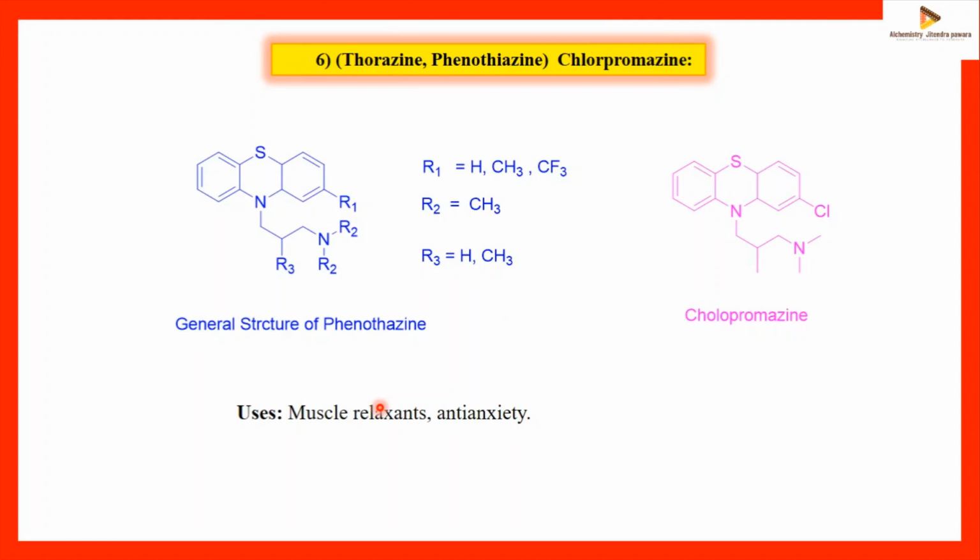Then the next class is thorazine or phenothiazine, and the example of this class is chlorpromazine. This is the general structure of phenothiazine, where R1 is hydrogen, CH3 or CF3, R2 is CH3, and R3 is hydrogen or CH3. And this is the structure of chlorpromazine.